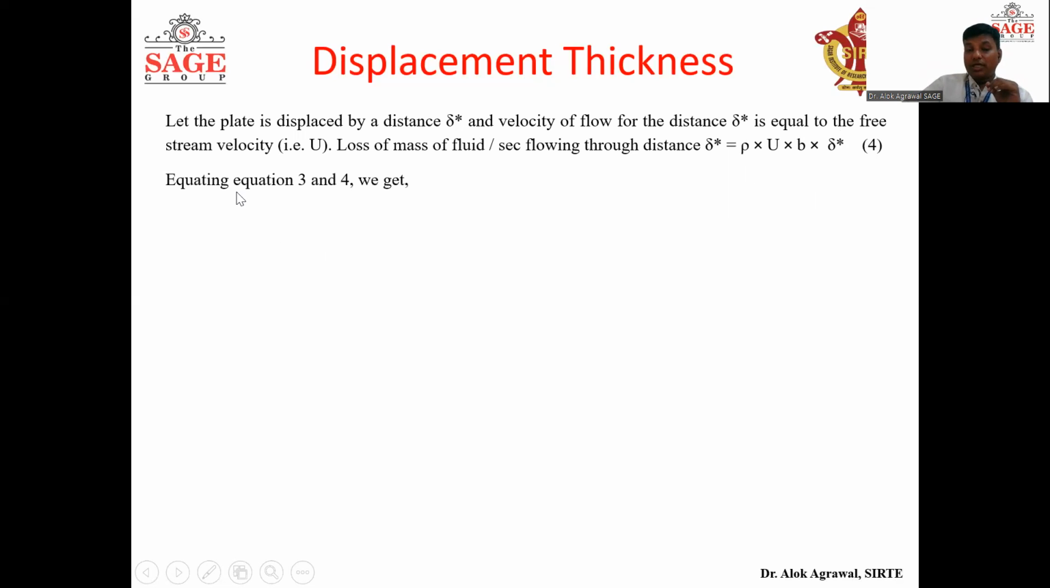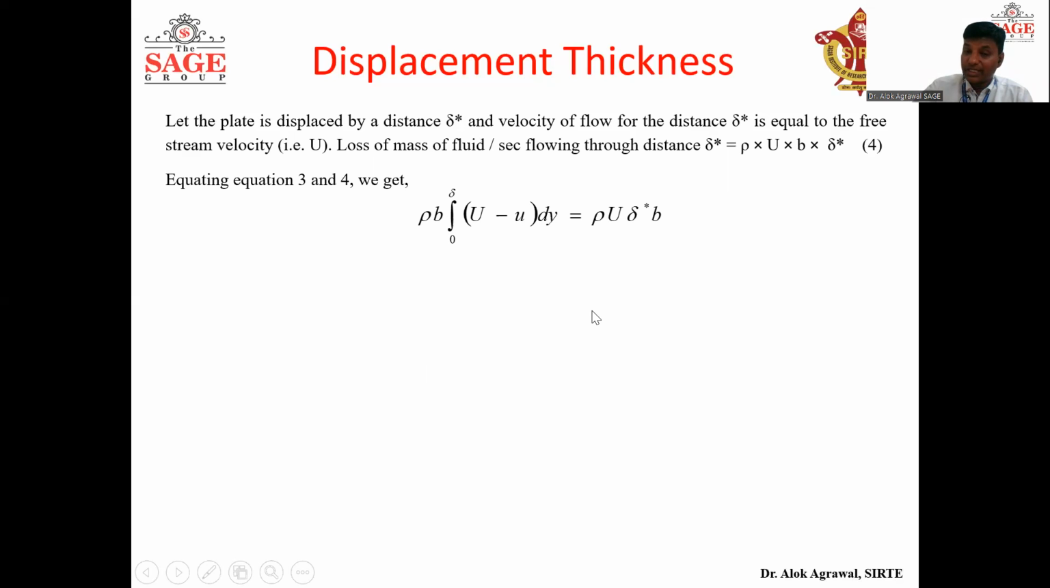Now, equating equation 3 and 4, because the loss will be the same as the loss that is happening because of the plate. Because we are doing displacement thickness, that is only how much distance we have to displace the plate in order to compensate for the loss that is occurring because of the presence of the plate. So equating equation 3 and 4, we will get equation 3 on the left-hand side and equation 4 on the right-hand side.